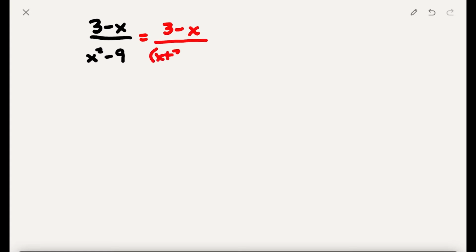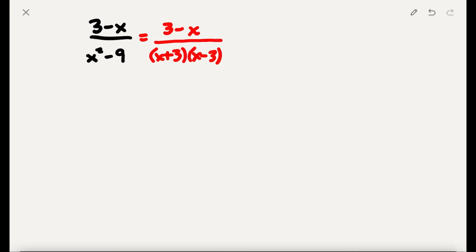We have 3 minus x all over x squared minus 9. Okay, first thing I'm going to do is factor that bottom. The top is already factored, so I'm just going to rewrite it there, and you're going to end up with x plus 3 times the quantity x minus 3 for that bottom value there.